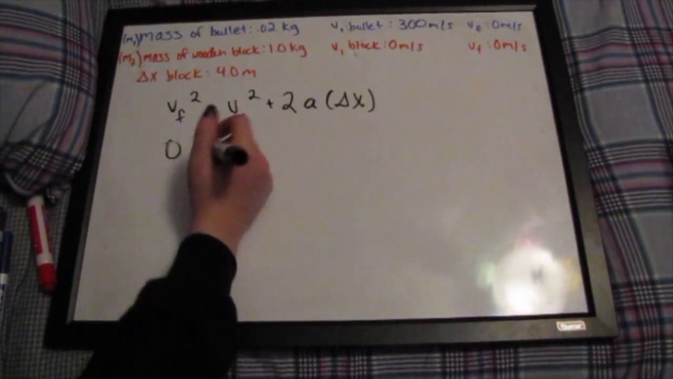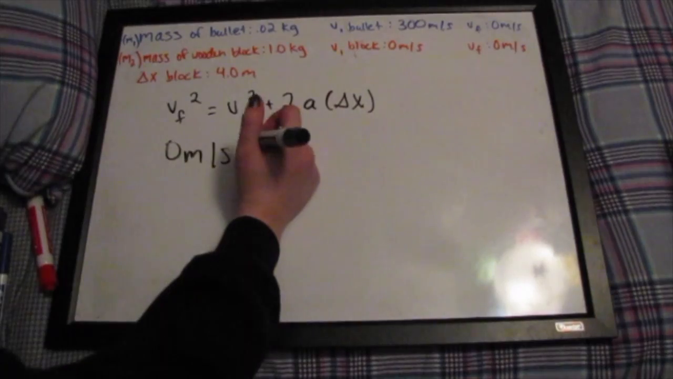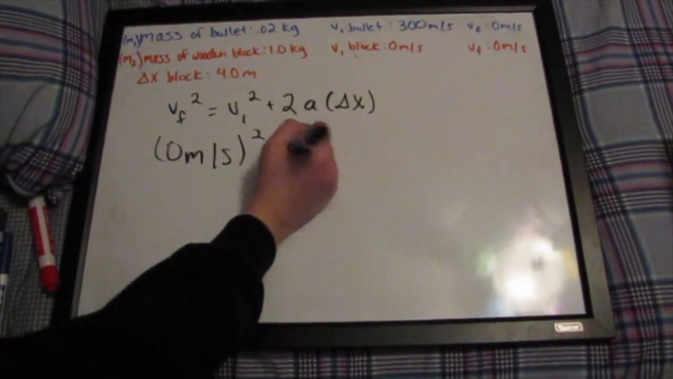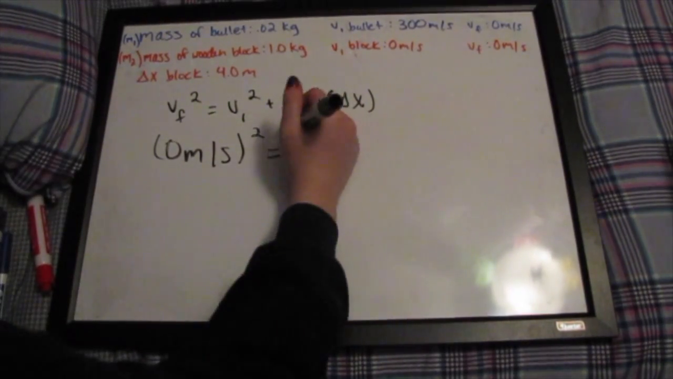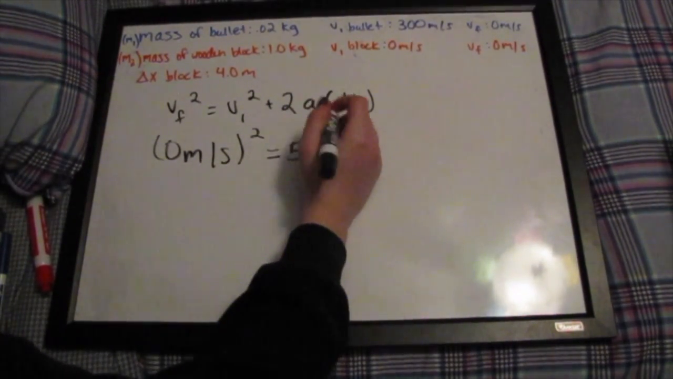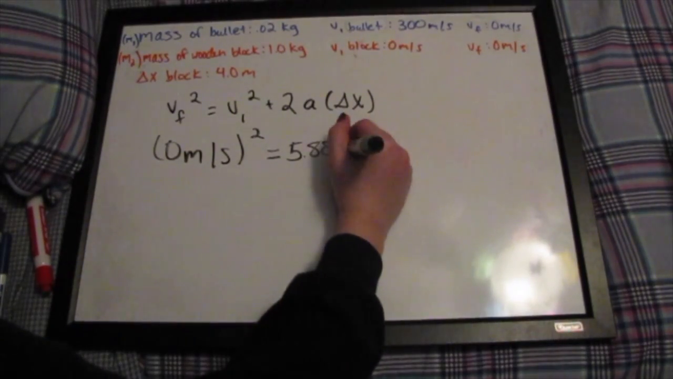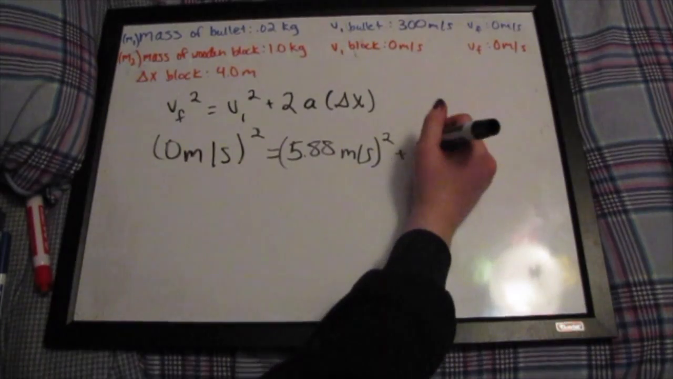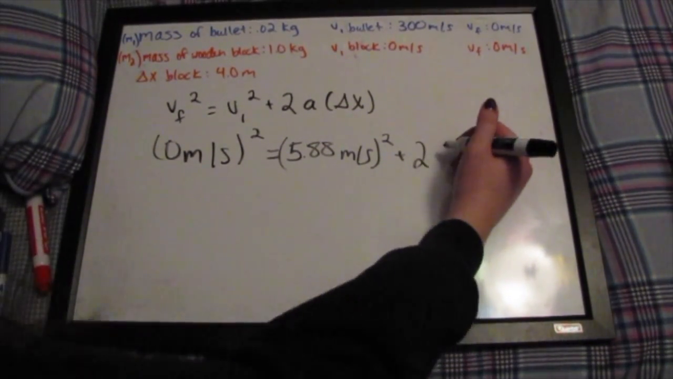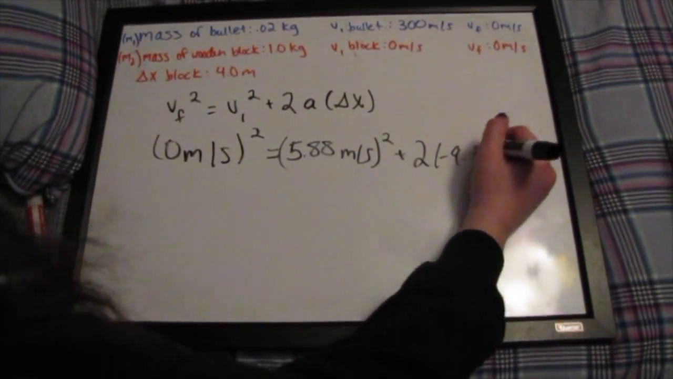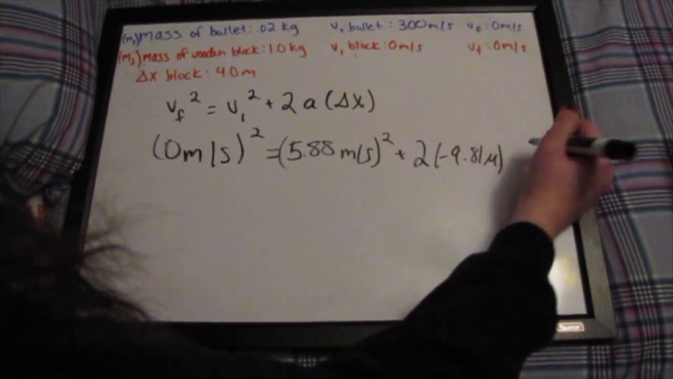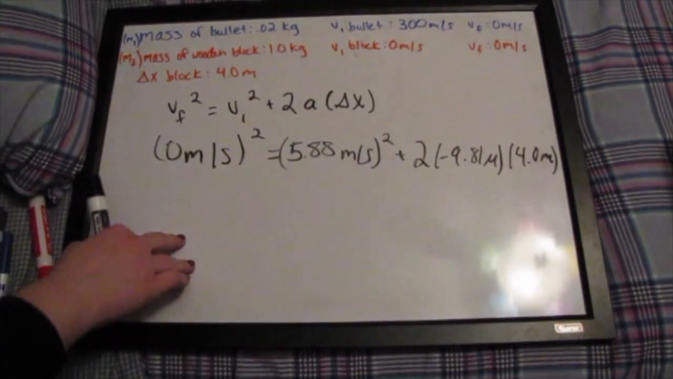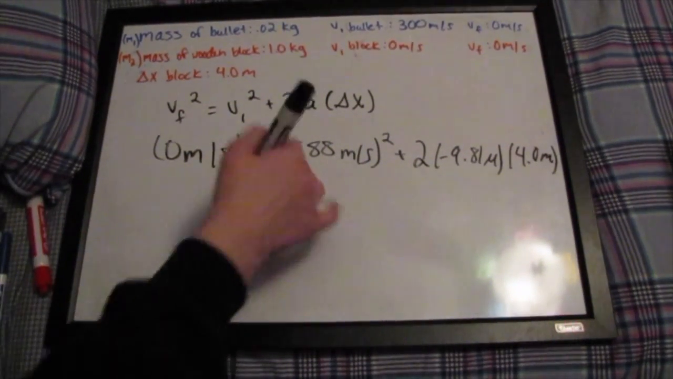So the final velocity was 0 meters per second because both systems had come to a complete stop. And we determined that the initial velocity was 5.88 meters per second, and we must square the whole thing. And the acceleration was negative 9.81 mu times 4.0 meters. Okay, now we just have to solve for this.